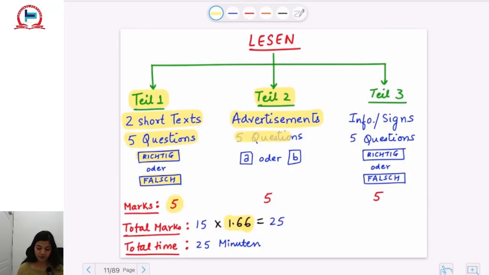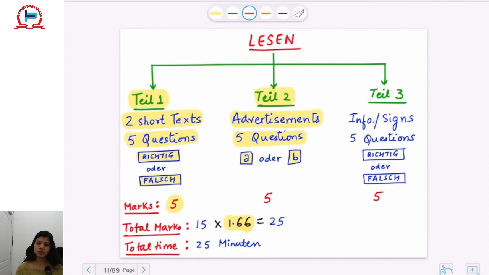There are total 5 questions in this part. You are supposed to mark A or B. And this is how you mark the correct answer in German: you put a cross over it.